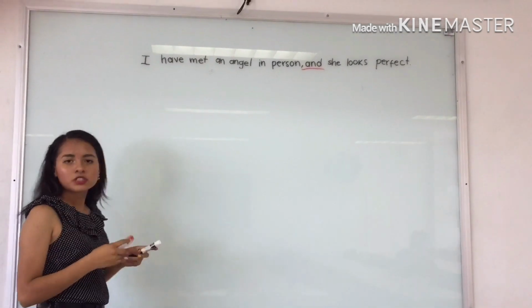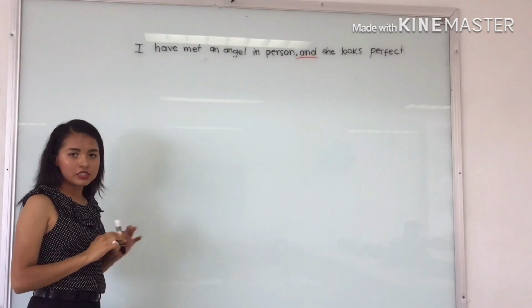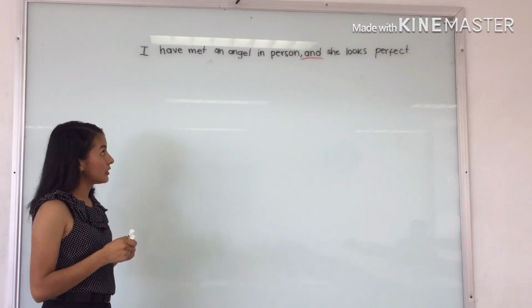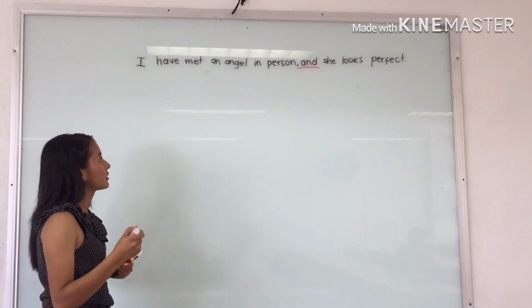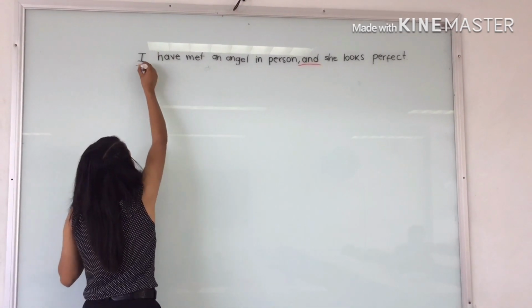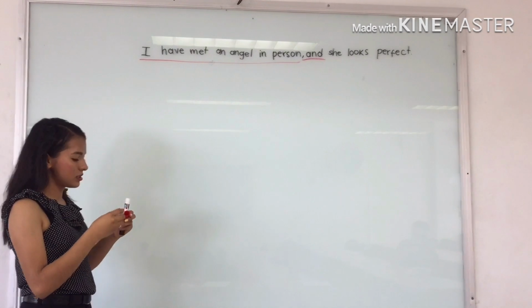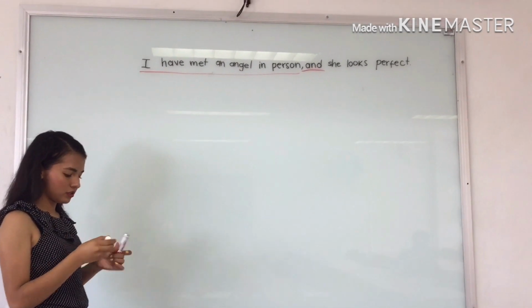So, the first thing that you need to do when you have any type of sentence is to identify the main clause. In this case, the main clause is this one: I have met an angel in person. So let's do the diagram.